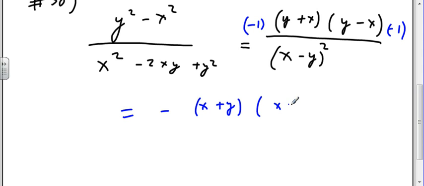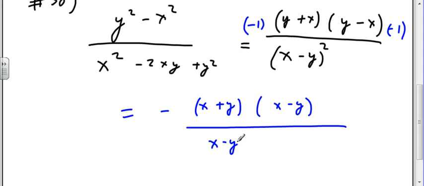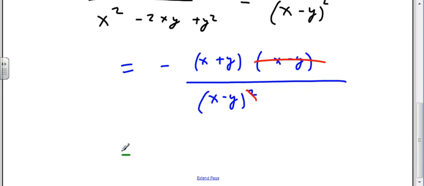times x minus y divided by x minus y squared. I get rid of that guy, get rid of the squared guy, and then write down a final answer: minus x plus y over x minus y. Wasn't that the same answer we got last time? I'm not sure.